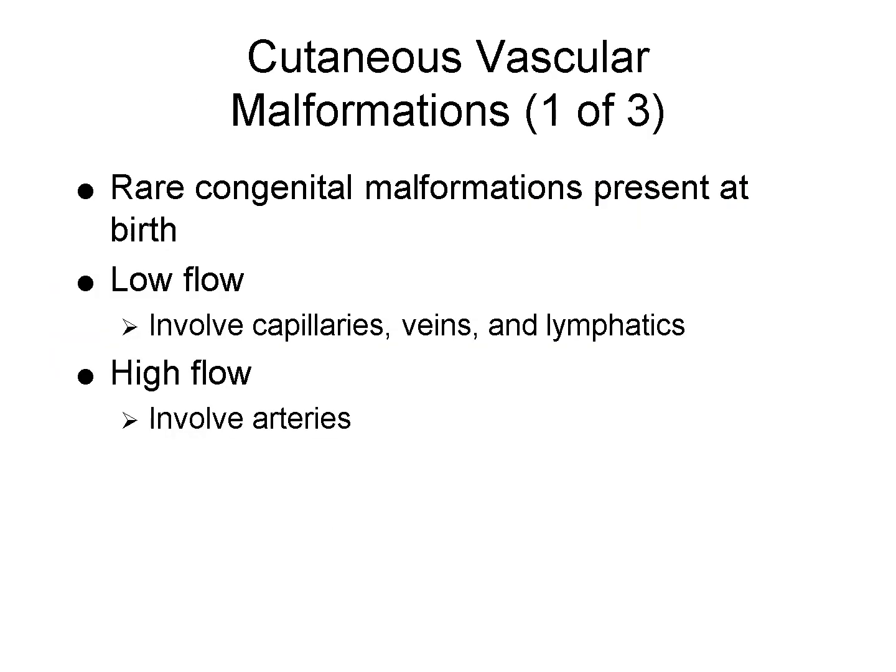Vascular malformations are rare congenital anomalies of blood vessels present at birth. They are classified by flow type: low flow involving capillaries, veins, or lymphatics, and high flow involving arteries. Unlike hemangiomas, they do not proliferate or regress over time. Treatment depends on type, symptoms, and cosmetic concerns.